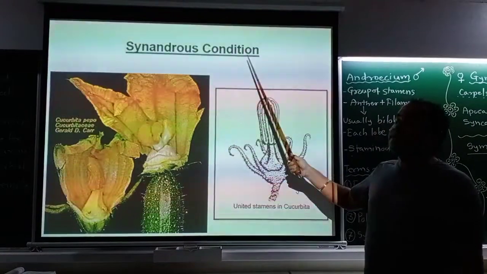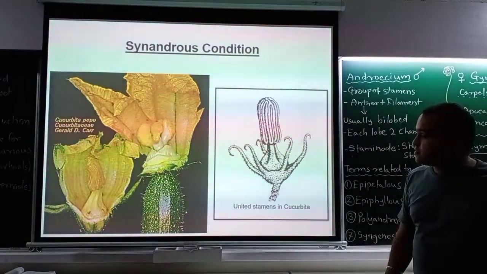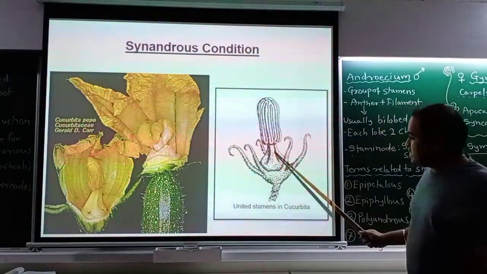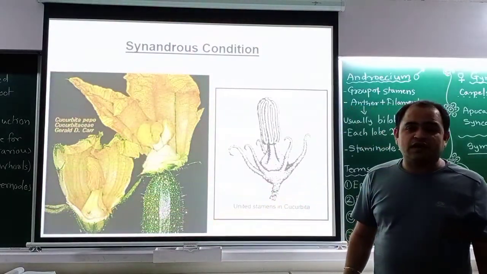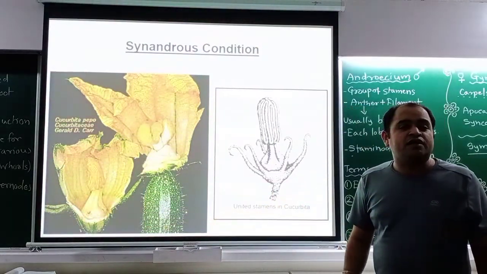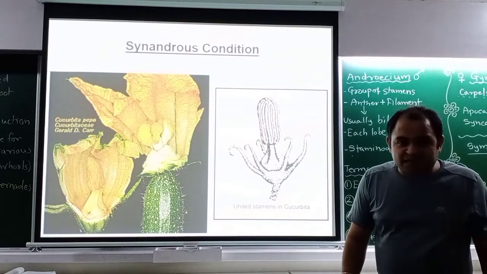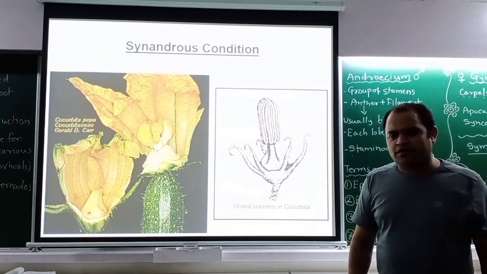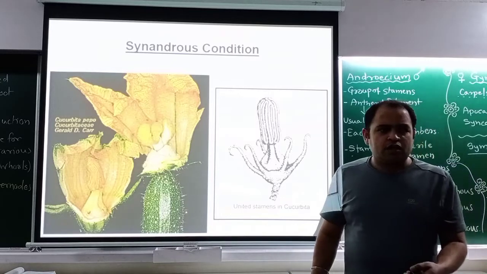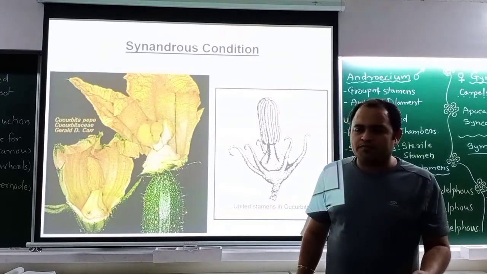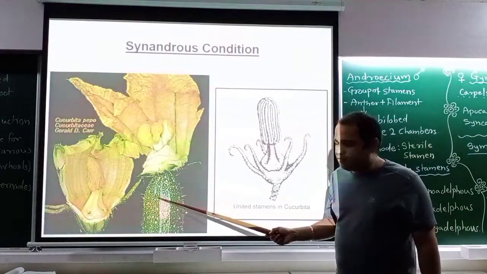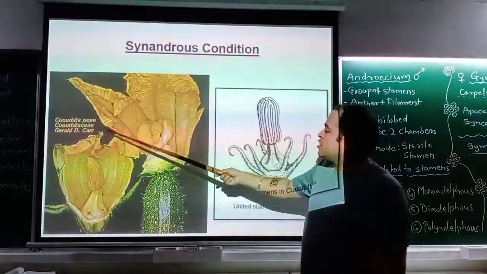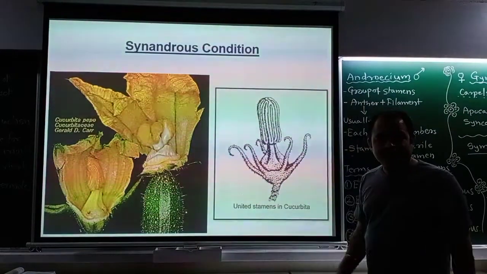This is synandrous condition. What do you mean by synandrous? The same condition you can observe here. This can be seen with a typical Cucurbitaceae member. That means cucumber, dodka, karli, gilke, in all of these you will see this. So this is a typical Cucurbitaceae family.